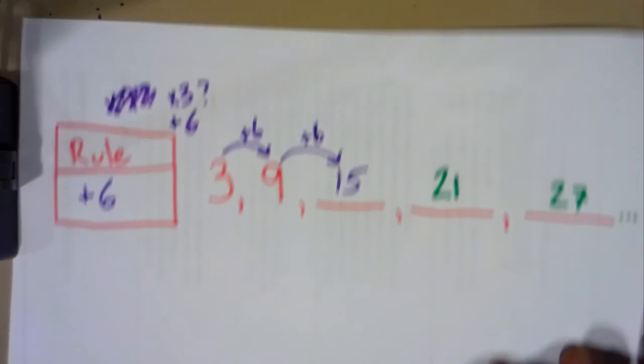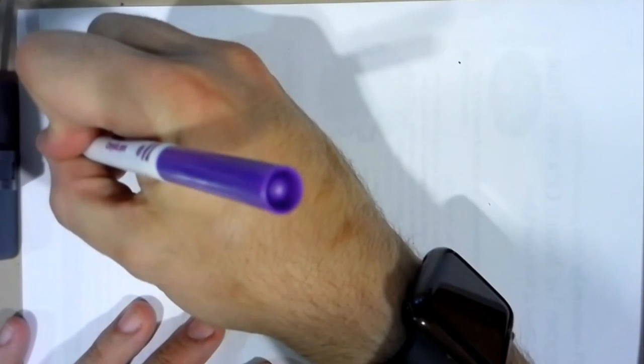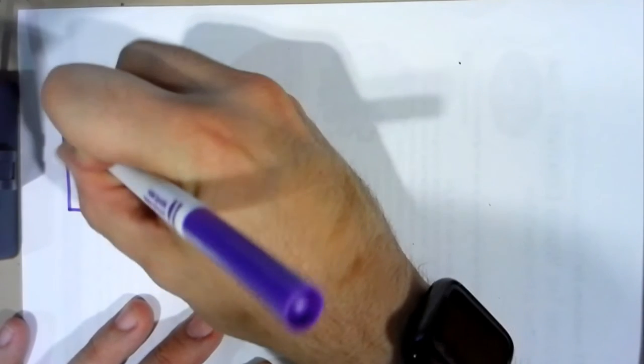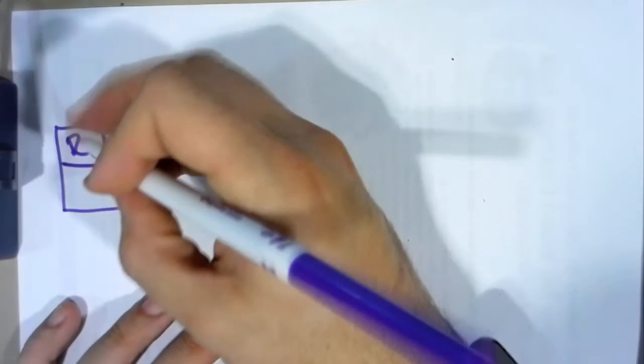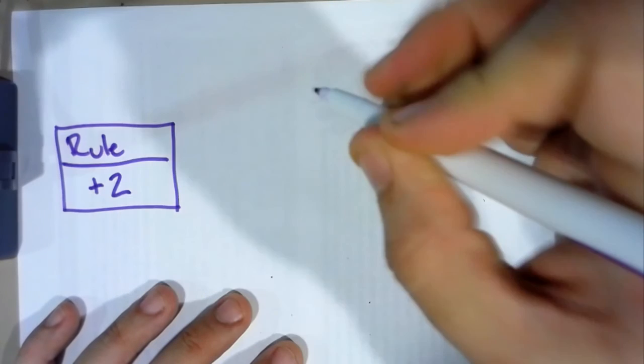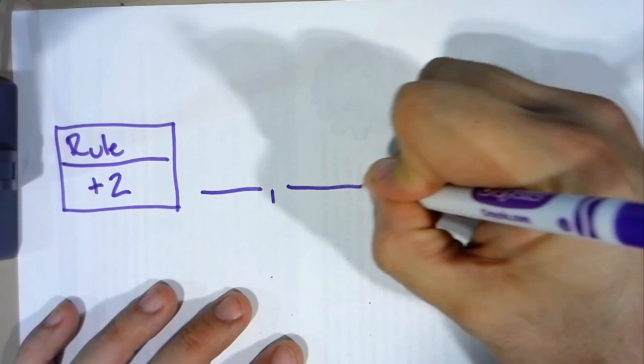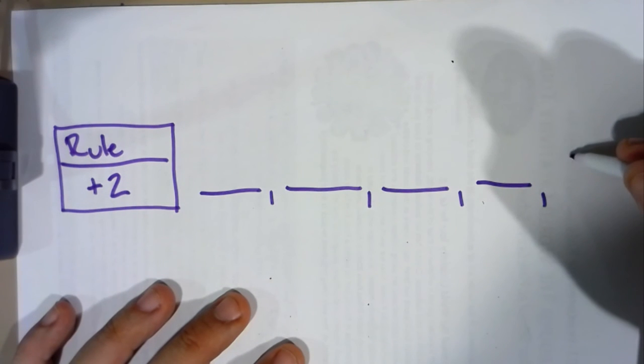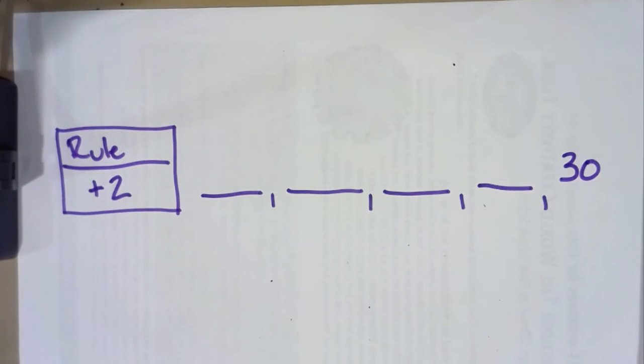Sometimes you're going to have ones going backwards. And I actually didn't even make one for this, but let's do it really quickly right now here. My rule is going to be, let's just make an easy one, plus 2. And maybe I have 30. So now I have to work backwards. Well, I know that to get here is plus 2.